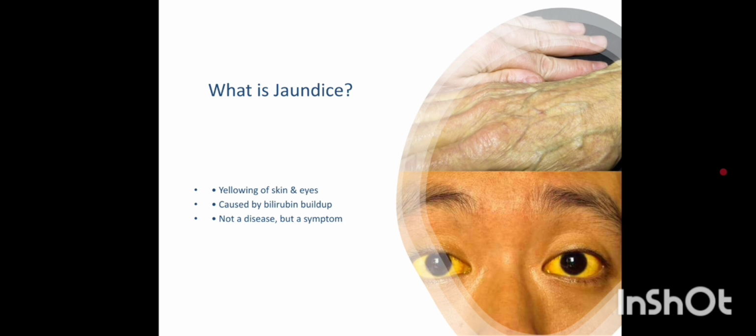Jaundice is not a disease, it's a symptom. It happens when there is too much bilirubin in the blood, a yellow pigment that comes from the breakdown of red blood cells. Normally, your liver cleans it up, but when things go wrong, that's when jaundice happens.